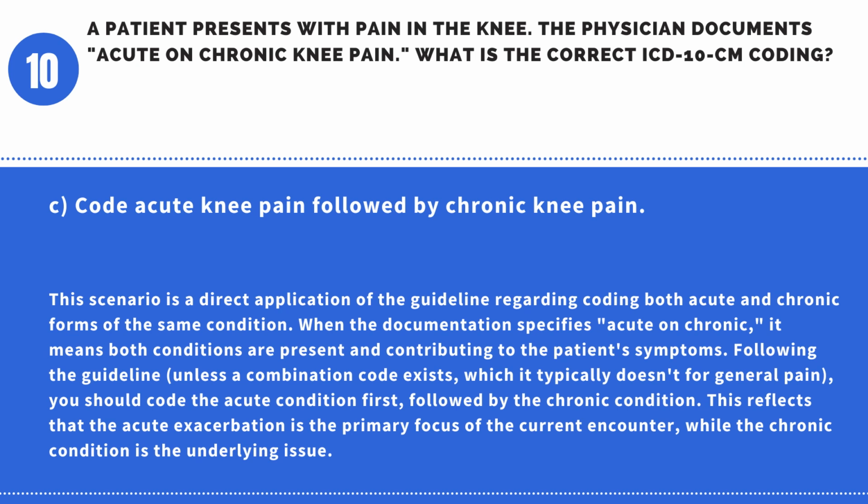This scenario is a direct application of the guideline regarding coding both acute and chronic forms of the same condition. When the documentation specifies acute on chronic, it means both conditions are present and contributing to the patient's symptoms. Following the guideline, unless a combination code exists, which it typically doesn't for general pain, you should code the acute condition first, followed by the chronic condition. This reflects that the acute exacerbation is the primary focus of the current encounter, while the chronic condition is the underlying issue.